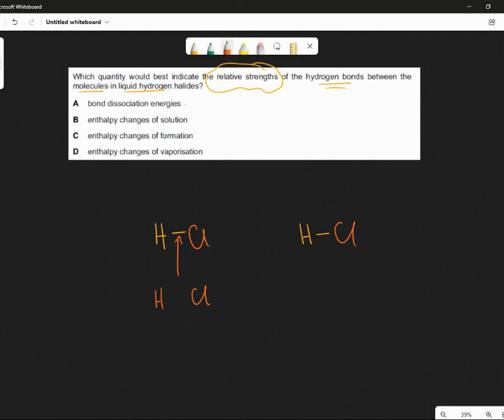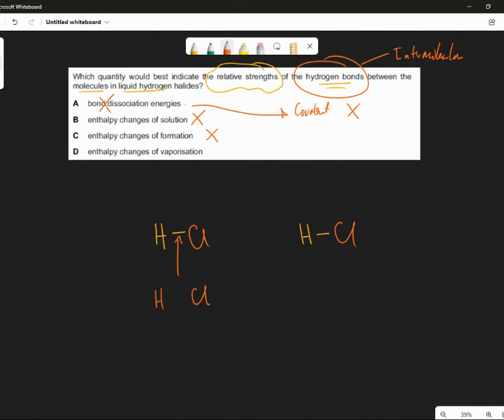Is this the one we're looking at, for the relative strength of hydrogen bonding? Hydrogen bonding talks about intermolecular bonds. Bond dissociation energy talks about breaking covalent bonds. So it's not that one, is it? A is wrong. Enthalpy change of solution, what's that got to do with hydrogen bonding between molecules? Enthalpy change of formation, what's that got to do with it?